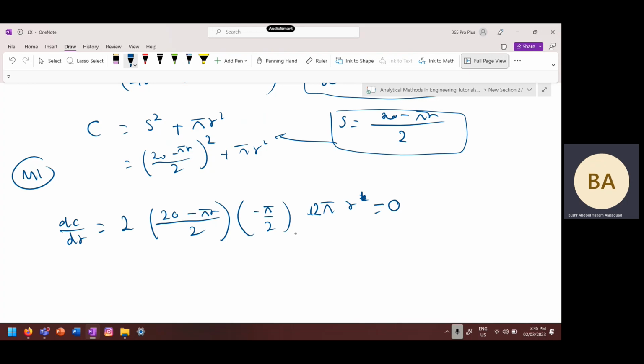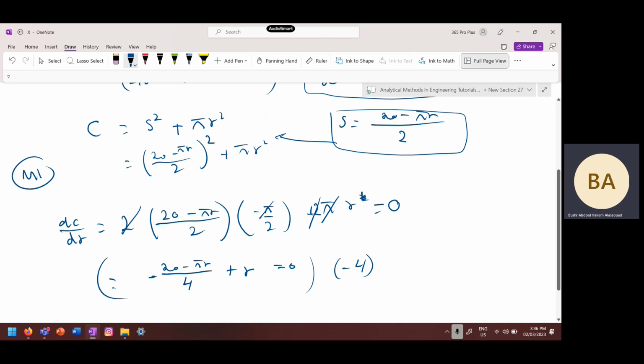Anyway, so you'll have this form. You can see that there are some simplifications you can use. You can cancel the 2 from here, and you have a pi. Cancel it. You'll get 20 over pi r. Sorry, minus pi r over 4 plus r equals to 0. There's a negative here.